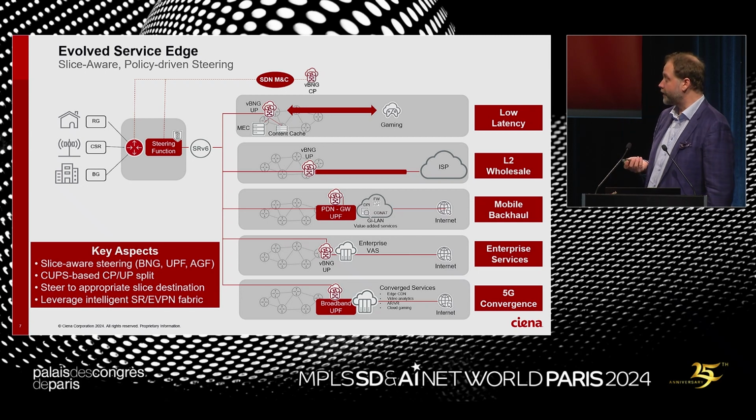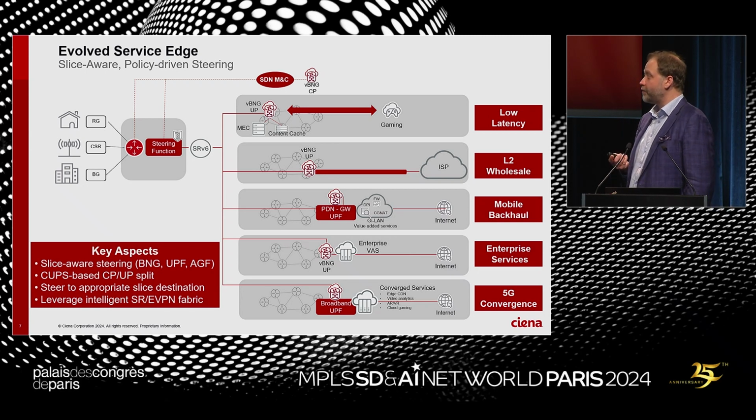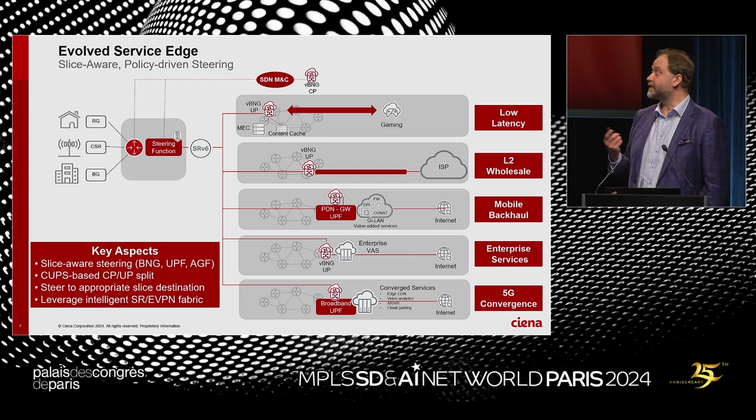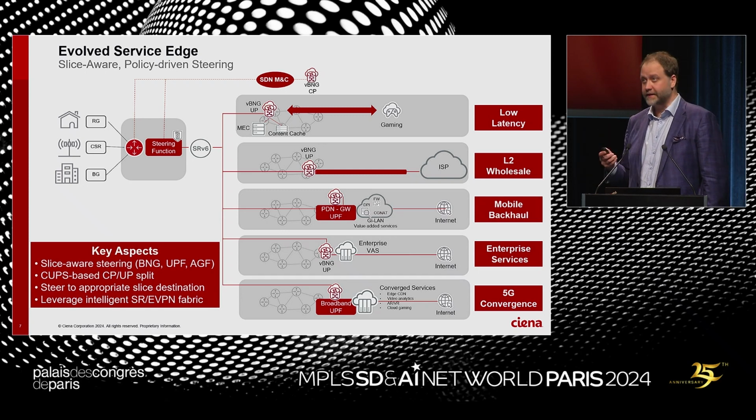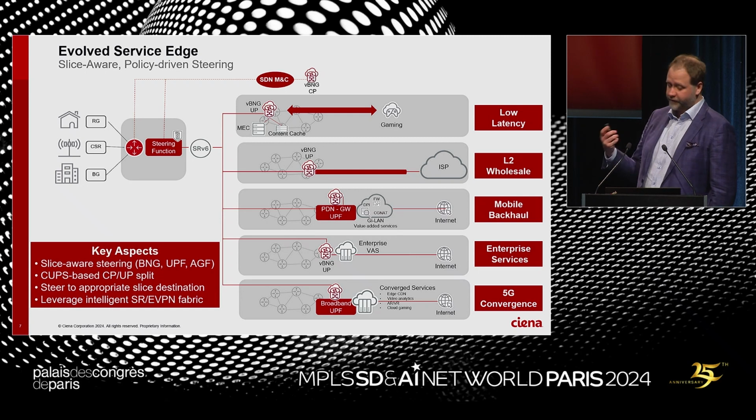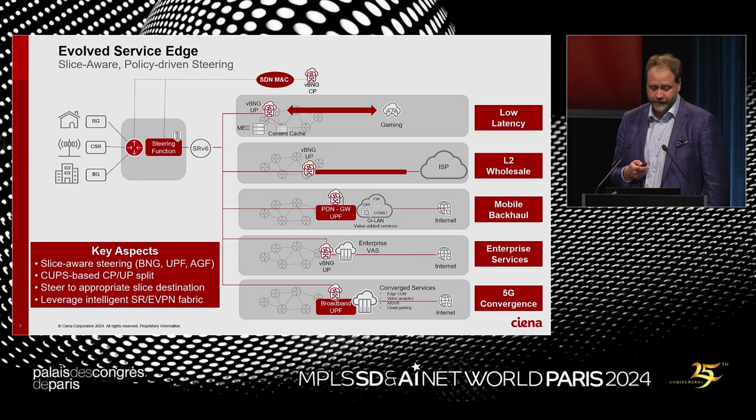Here is also where you potentially could make those slices or the steering function aware of the individual slices, right? So this extends not just to wireline, but also the evolution of wireless as we move into AGF.